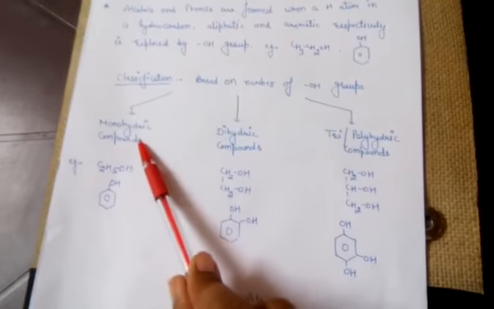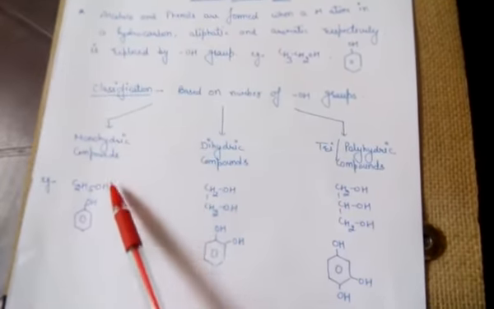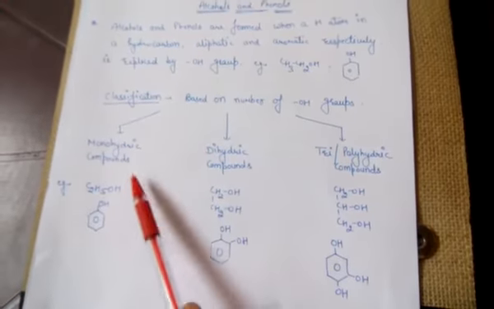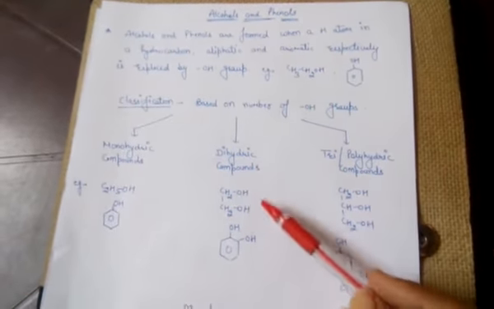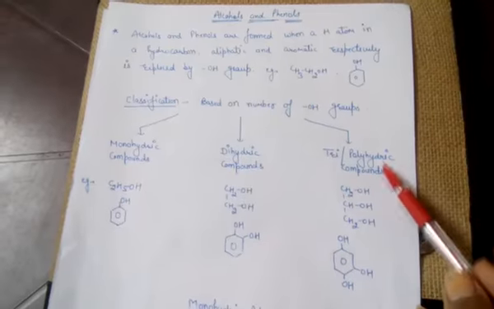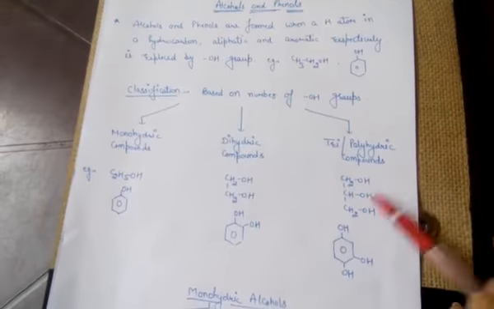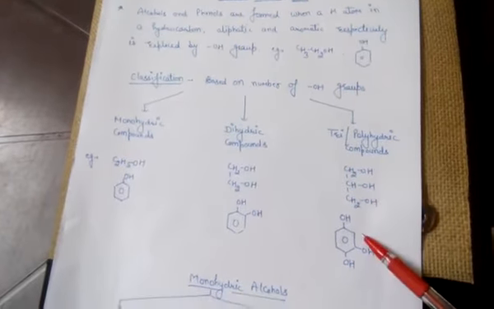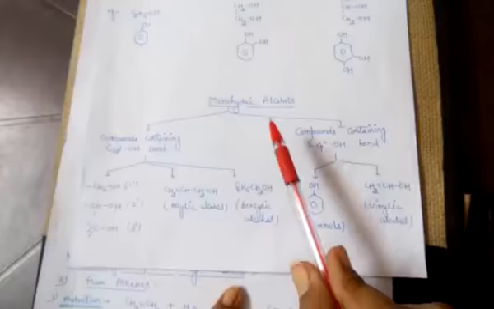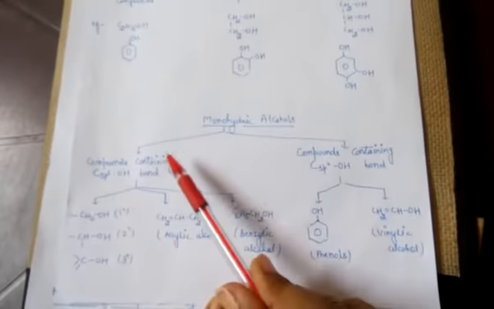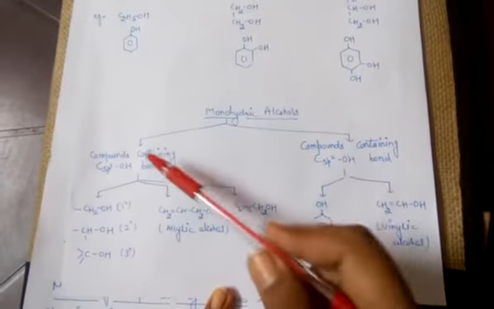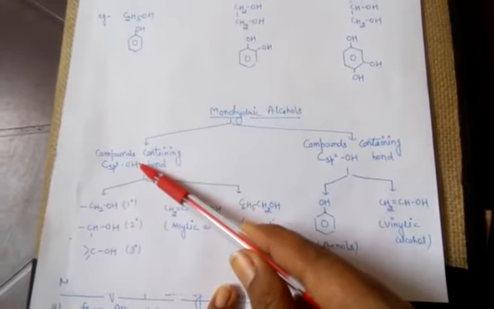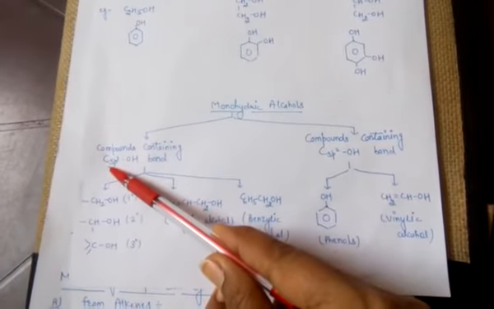The first category is monohydric alcohols. Here only one OH group is present, whether it is aliphatic or aromatic hydrocarbon. In dihydric compounds, 2 OH groups are present, and in tri and polyhydric compounds, 3 or more than 3 OH groups are present. These monohydric alcohols are further classified on the basis of hybridization of the carbon atom into 2 categories. The first category is if OH group is bonded to the sp3 hybridized carbon atom.